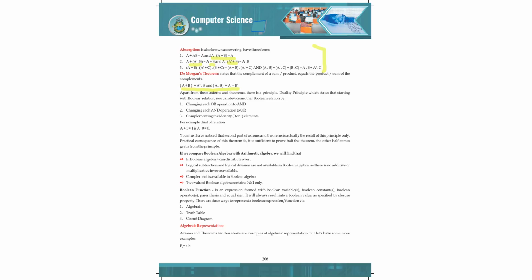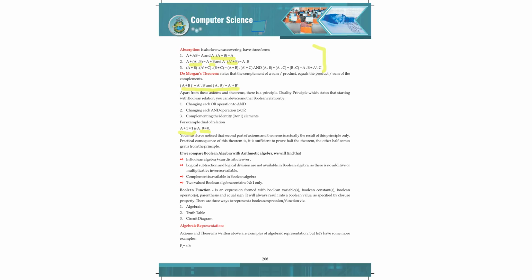Fine. Now, apart from these axioms and theorems, there is a principle, the duality principle. De Morgan's theorem is based on the duality principle, which states that starting with a Boolean relation, you can devise another Boolean relation. Okay, change each operation to AND. If you are using the OR operation, you can change it to AND and vice versa. Okay, for example, a dot 1 is equal to a, and a dot 0 is equal to 0.